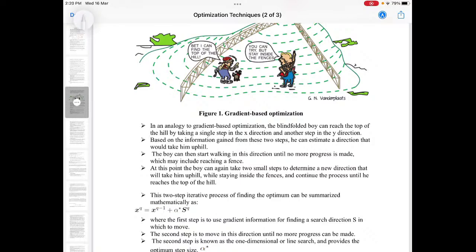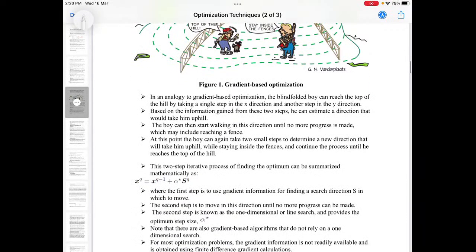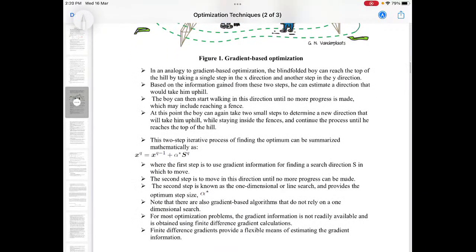So actually how is that possible? Suppose a boy moves in the x direction here in a single step, then in the y direction here in another single step, he can reach the top of the hill. Okay, so based on the information gained from these two steps, he can estimate the direction that would take him uphill. So what are the steps?